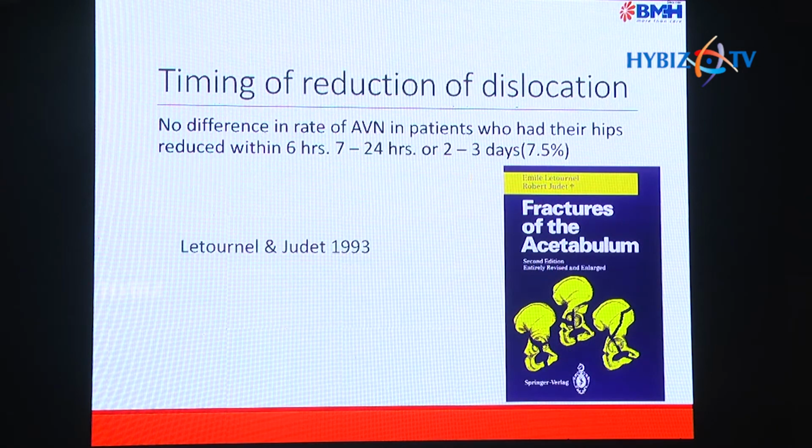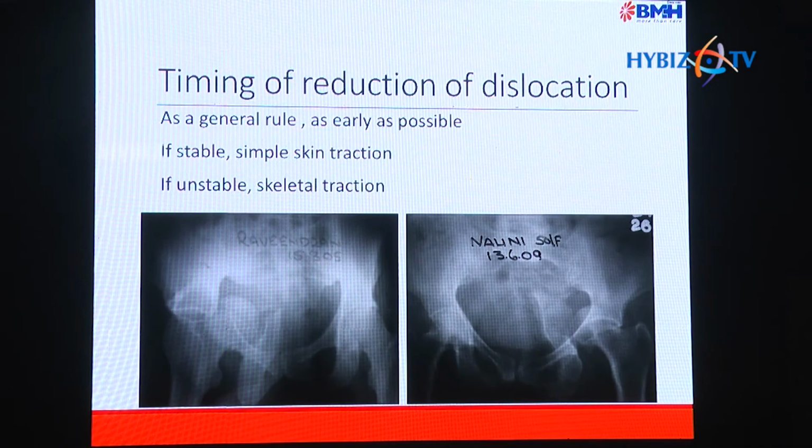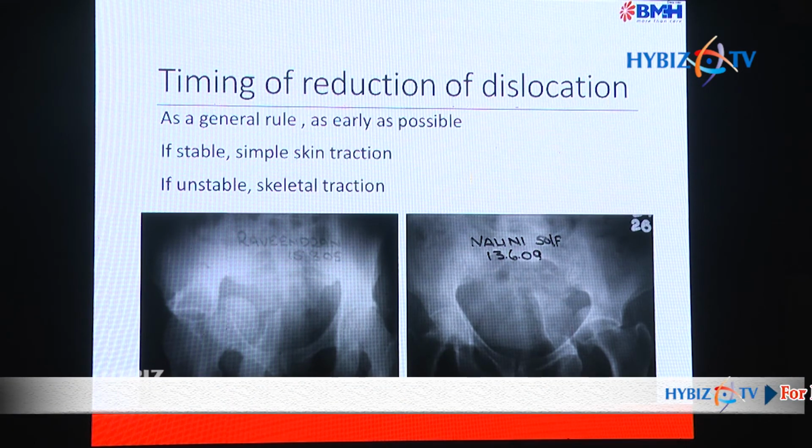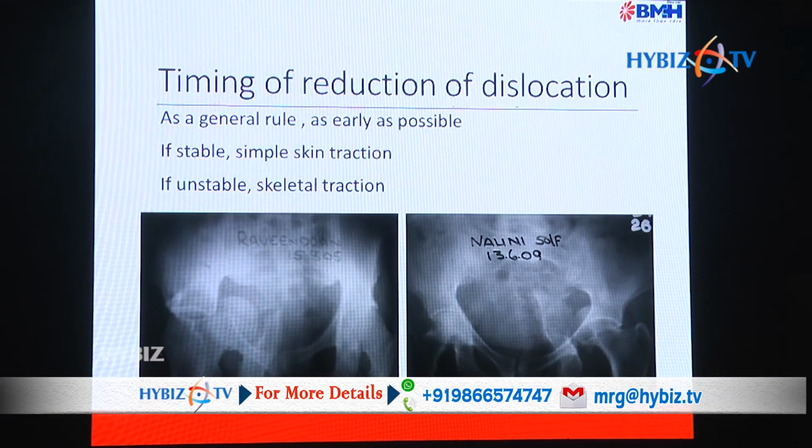Regarding timing of reduction of the dislocation, acetabular fractures usually present with fracture dislocation. There is not much difference in the rate of AVN in patients whose hips are reduced within 6 hours or 7 to 24 hours. But as a general rule, the dislocation should be reduced as early as possible. If it is stable, give simple skin traction. If it is unstable, put a skeletal traction to prevent the dislocation again, and also to prevent rubbing of the articular surface against the fracture site.